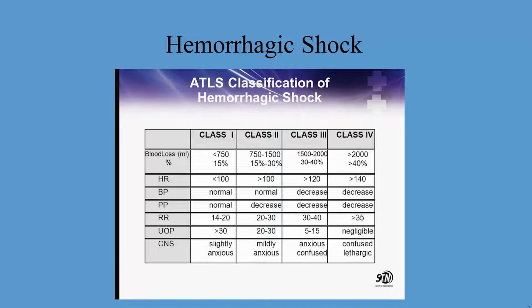It's really when we get into class 3 shock, where 30 to 40% of the blood volume is gone, that we see more significant tachycardia, the blood pressure starting to drift down and decreased pulse pressure. And then finally, class 4 shock, which is greater than 40% of the blood volume gone, and we see significant declines in heart rate, significant declines in blood pressure.